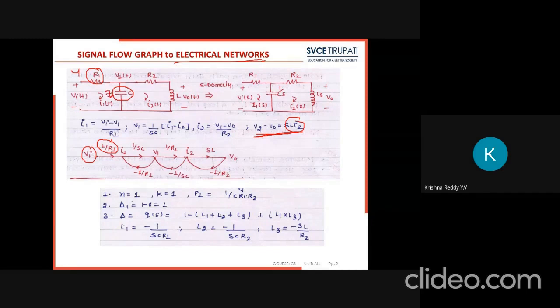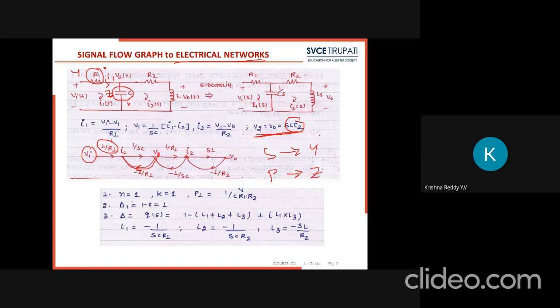Vi is equal to 1 by R1 and it is minus 1 by R1. After that the parameters are I1, V1, I1. After that, it is the voltage V1. The next quantity is I2. Finally, we have the output voltage V0. For the series element, we need to consider admittance. For the parallel element, we need to consider impedance.